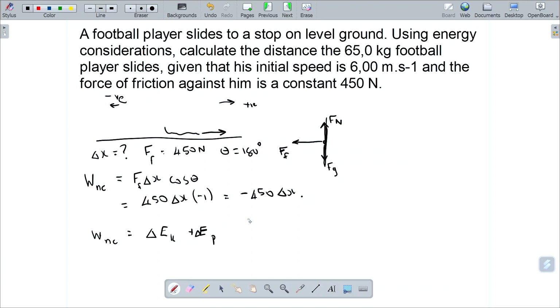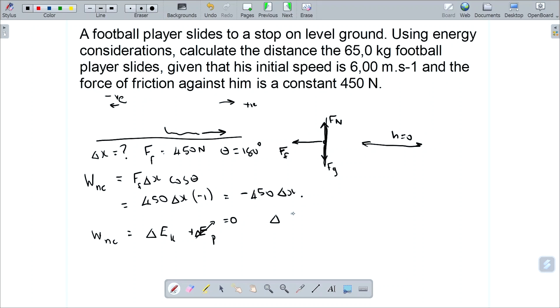In this case, because the footballer is running on level ground, the height is 0 and the height remains 0. So the change in the potential energy is going to be equal to 0. So we can take that out of the equation, and we can see that the work done by the non-conservative force is only the change in the kinetic energy. So to find the change in the kinetic energy, we must find the initial and the final kinetic energy.